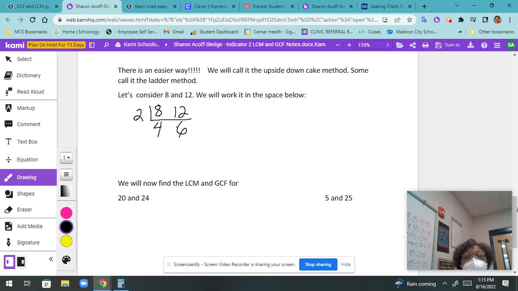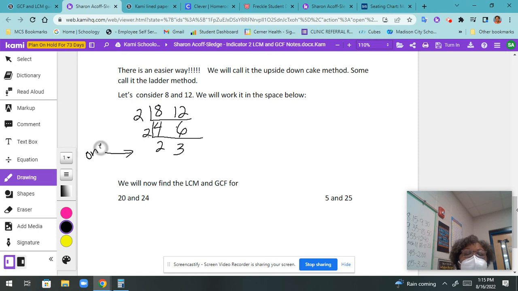Okay, now we can go a little further because 4 and 6 have a common factor. What goes into 4 and 6? 2. 2 goes into 4 2 times. 2 goes into 6 3 times. Now, what goes into 2 and 3? It's not a trick question. 1. So when you get to this, we call this one and done.